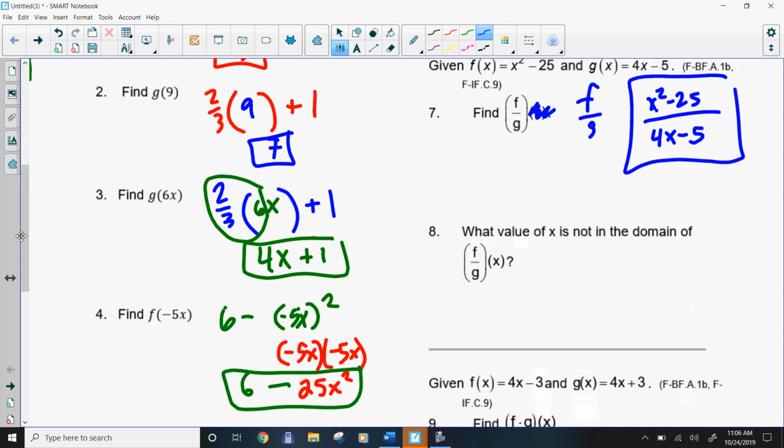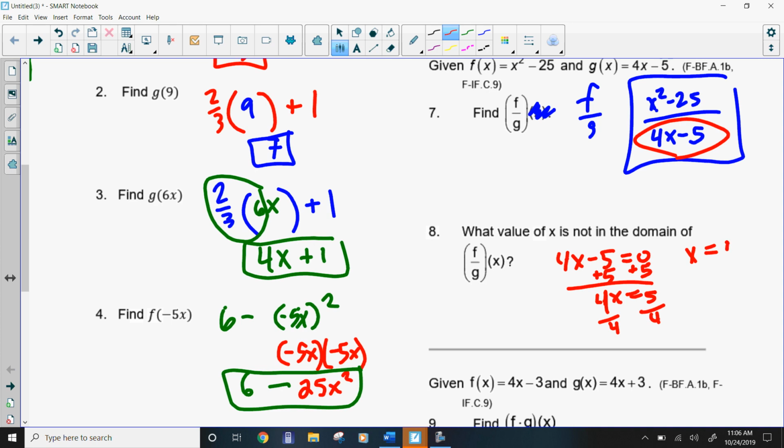This says what is not in the domain. So domain issues come from the bottom right here. So we're going to take the 4x minus 5 equals 0, and then we're going to add 5. The reason I'm doing this is because the bottom is not allowed to equal 0, so that's why I set it equal to 0. Then I just divide by 4. So x equals 5 over 4, sorry. 5 over 4 is not in the domain, so x cannot equal that.